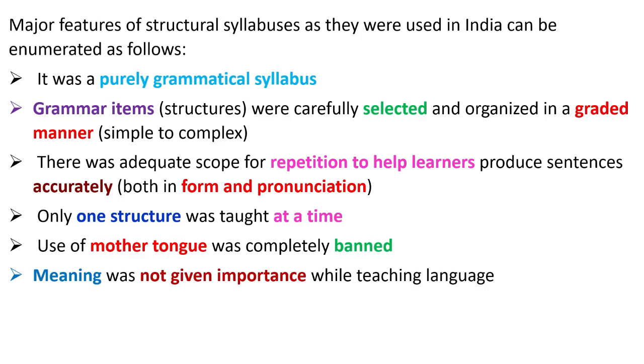such that better learning can take place. And major features of the structural syllabus as they were used in India can be enumerated as follows. So it was a purely grammatical syllabus. Yes, the structural approach is purely grammatical. As we discussed, 240 structures are there and 25 verb patterns are there. These are all based on grammatical syllabus and items. Grammar items are nothing but structures, but carefully selected.